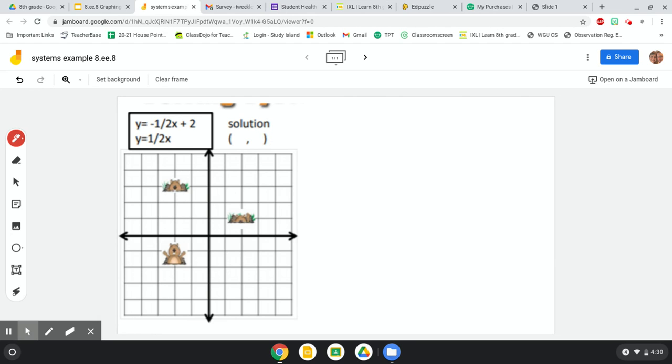Okay. So always when you're going to graph both of these lines, okay? These are two different lines here. So you want to make sure that you're graphing each one of them separately, okay? There's two different ones, graph each of them separately.